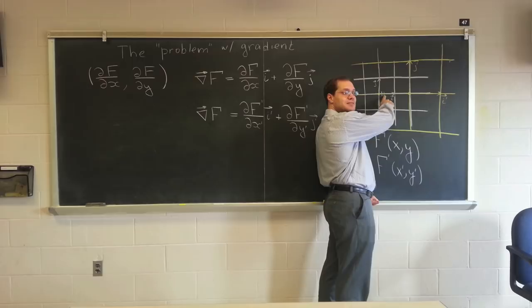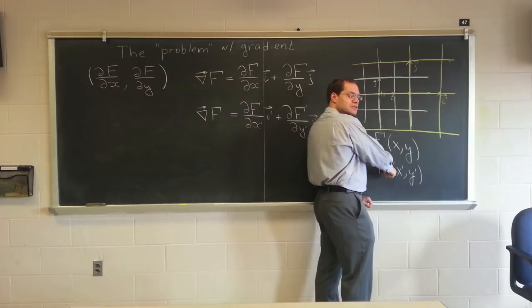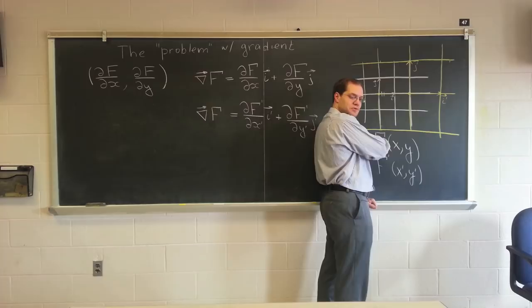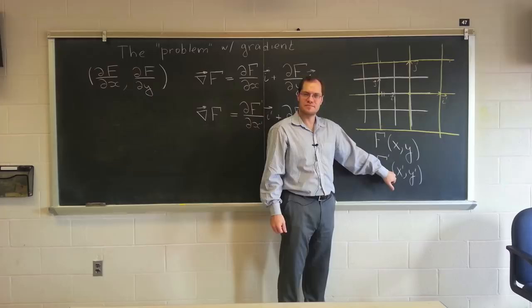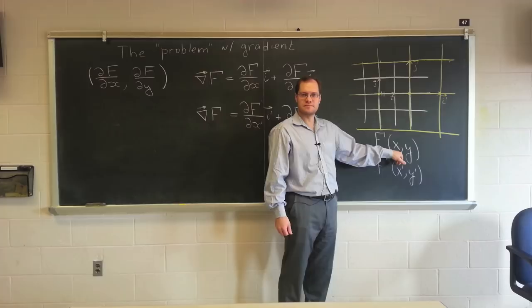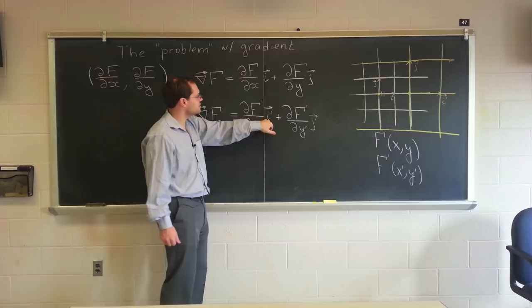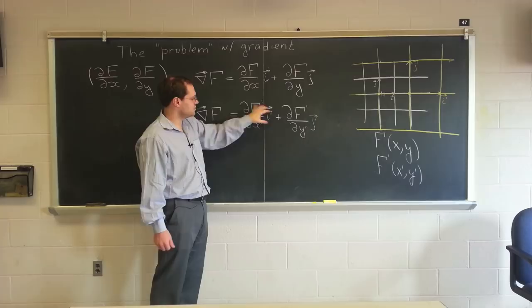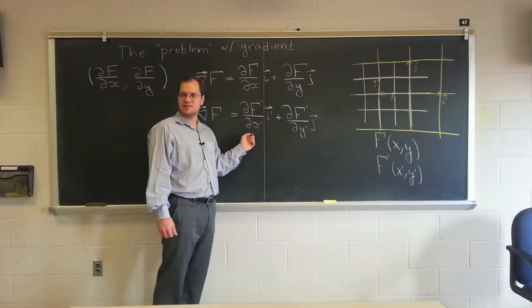So f prime as a function of x changes twice as fast as f as a function of x. Let me repeat it correctly. F prime as a function of x prime changes twice as fast as f as a function of x. So this derivative is double this derivative. So this vector is double this vector. And this number is double this number. So this expression in the new coordinate system will be four times as large.